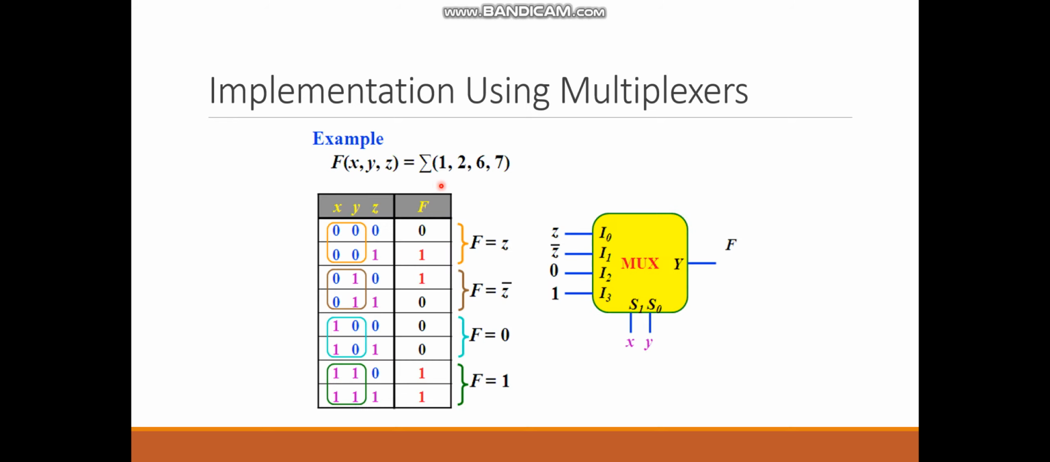Implementation using multiplexers. Sometimes we're given a function like that one, or a function like that one. How do we deal with such a function when we want to implement it using multiplexers? Anytime you are given a function with some parameters and some summation values, how do you extract the data? Always take the last parameter as input and the remaining parameters as selectors. In this case, we've got 2 selectors, X and Y, and Z as input.